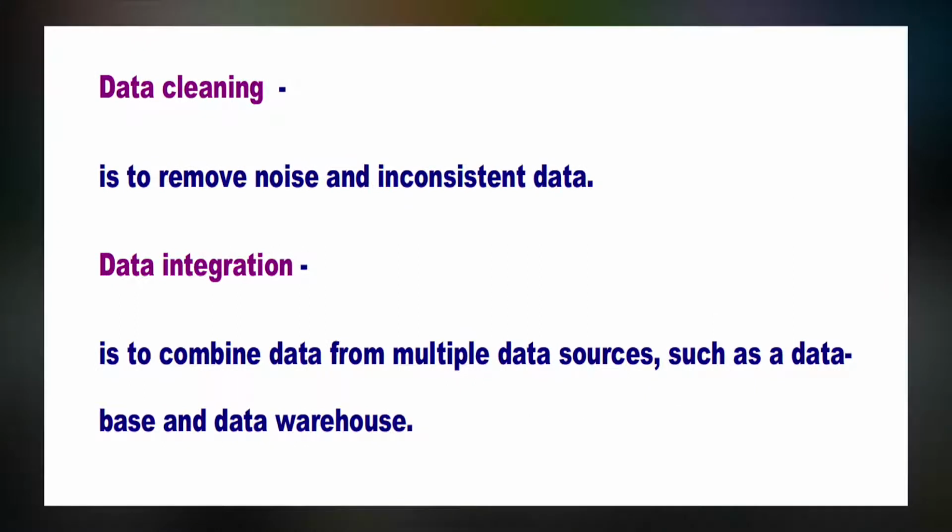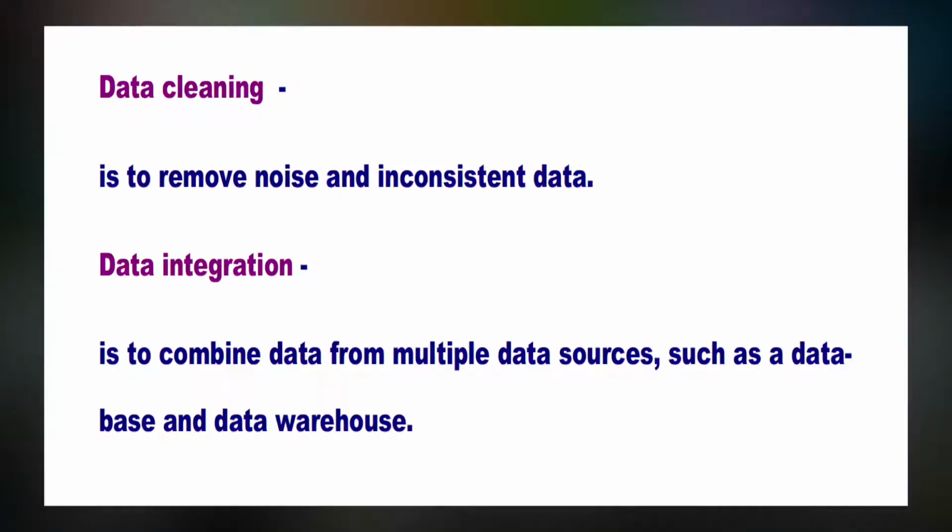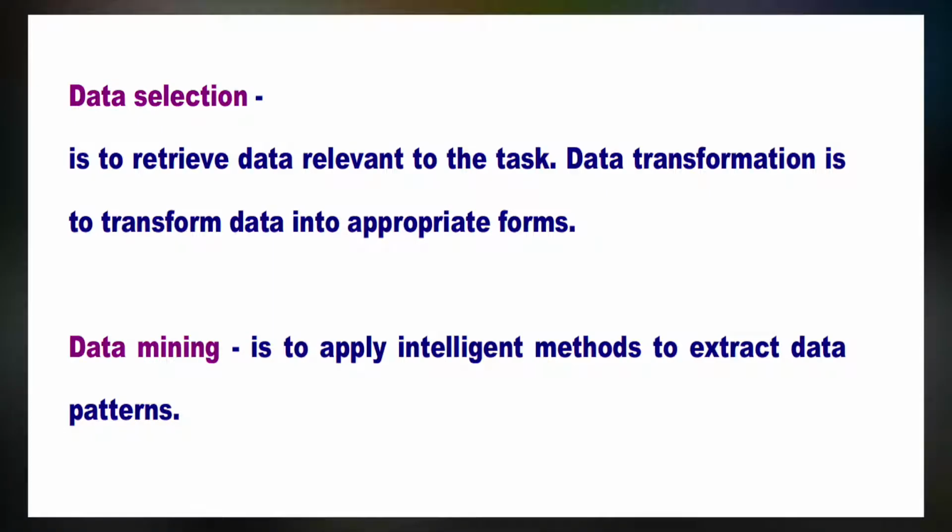Now, let us see what data cleaning is. Data cleaning is to remove noise and inconsistent data, that is, data which is not needed for the analysis. Data integration is to combine data from multiple data sources such as a database and a data warehouse. After integration, we do a selection. Data selection is to retrieve data that is relevant to your task. After you select the data, you have to do the transformation. Data transformation is to transform the data into appropriate forms.